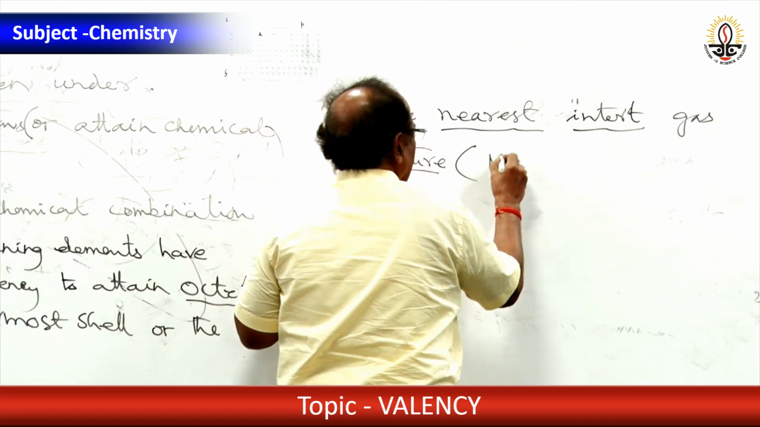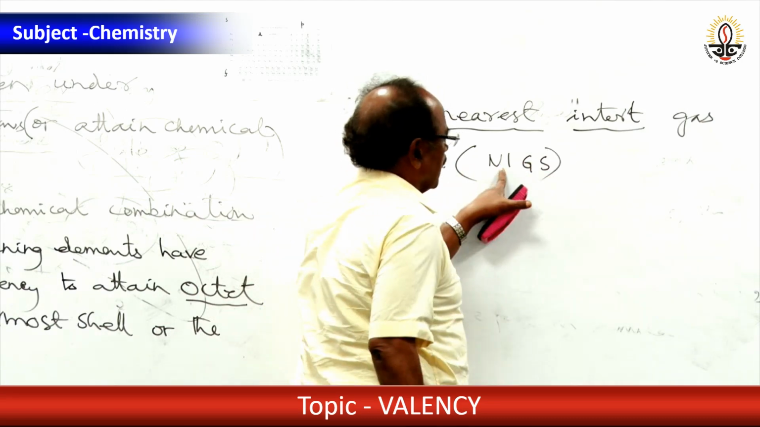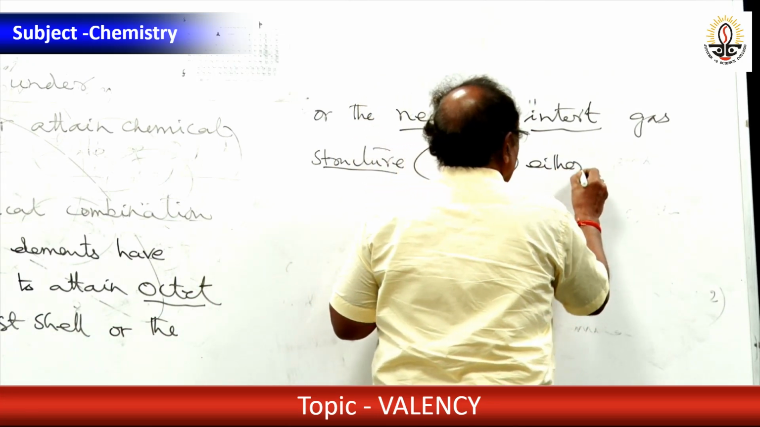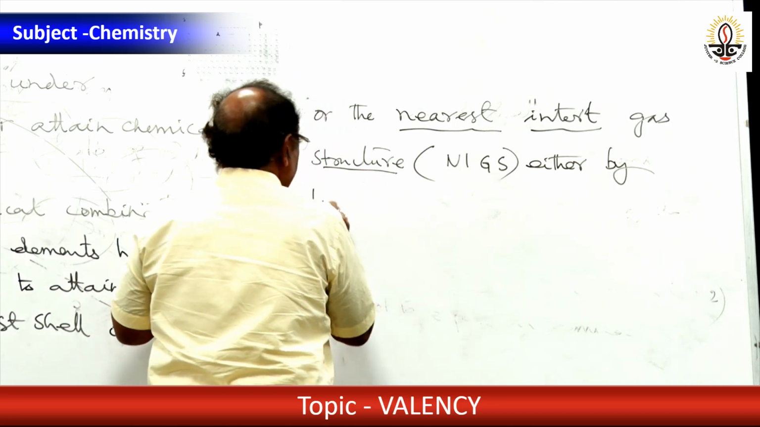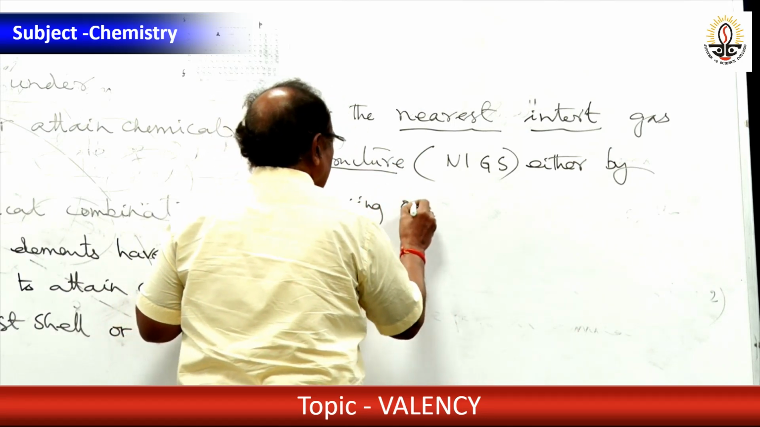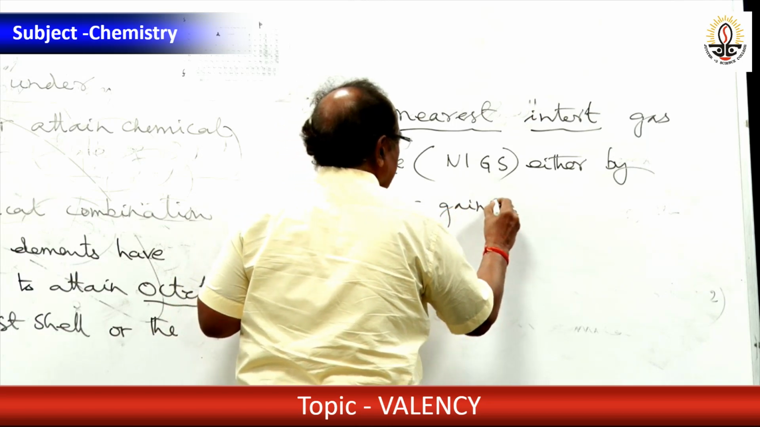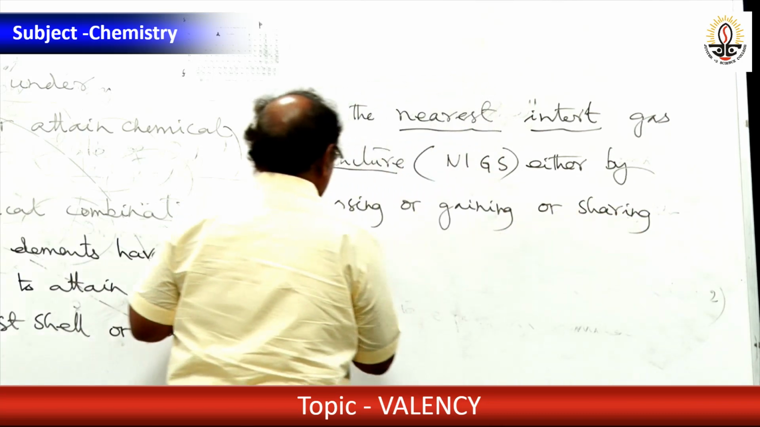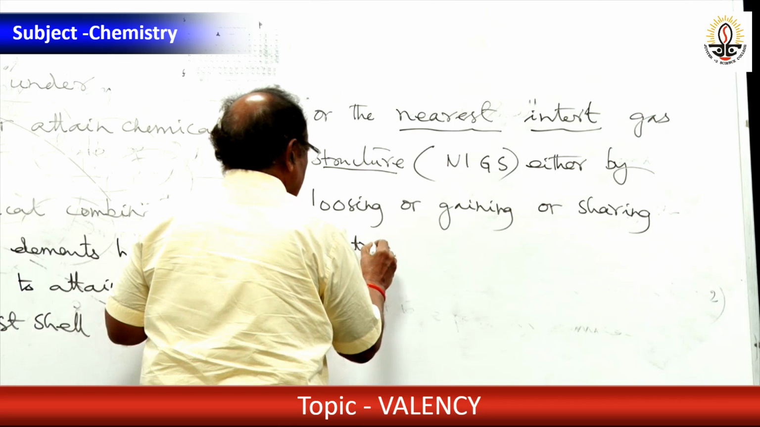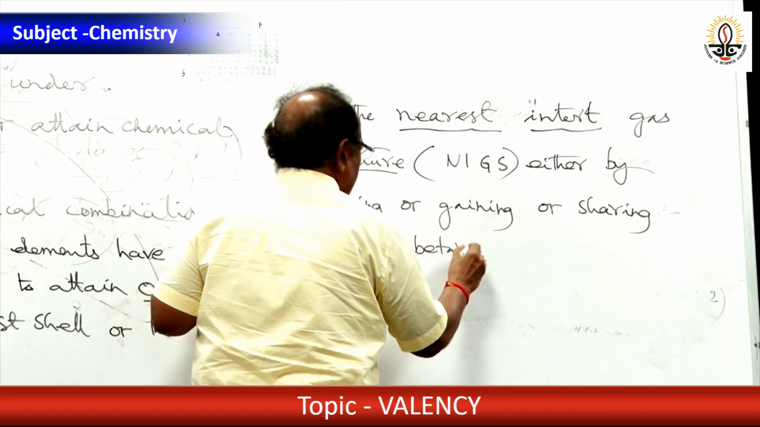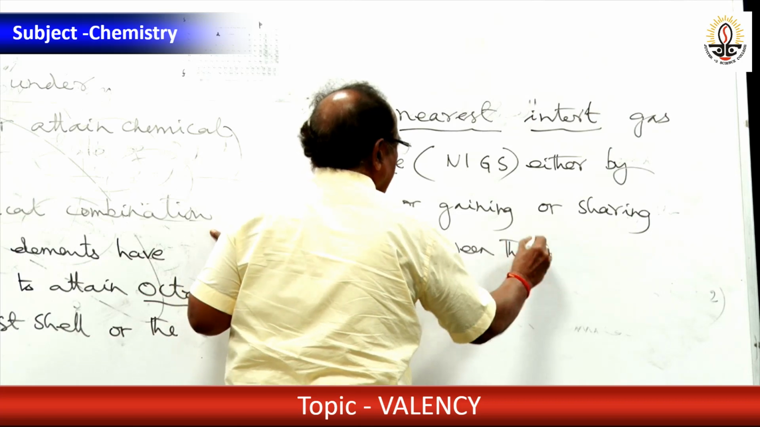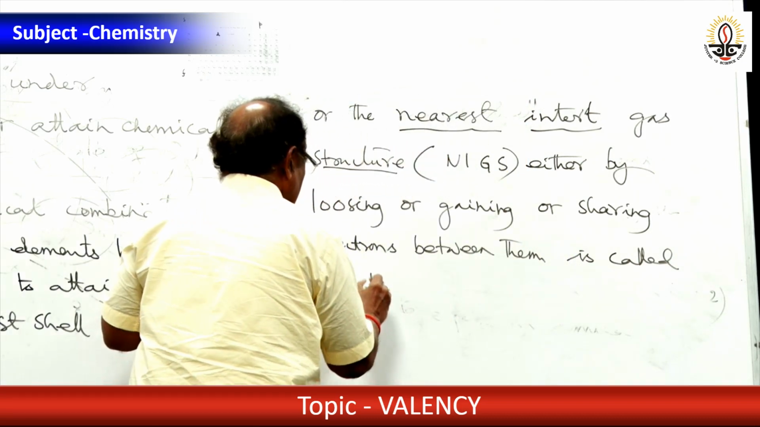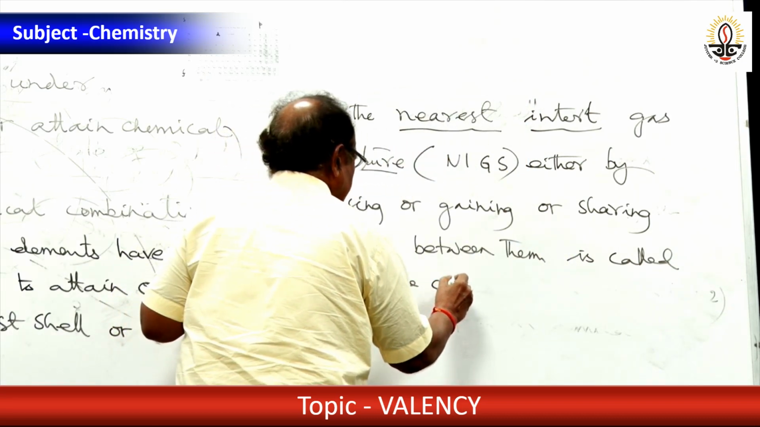That I am writing as NIGS. I will be using this word NIGS, meaning nearest inert gas structure, either by losing or gaining or sharing electrons between them is called the rule of octet.